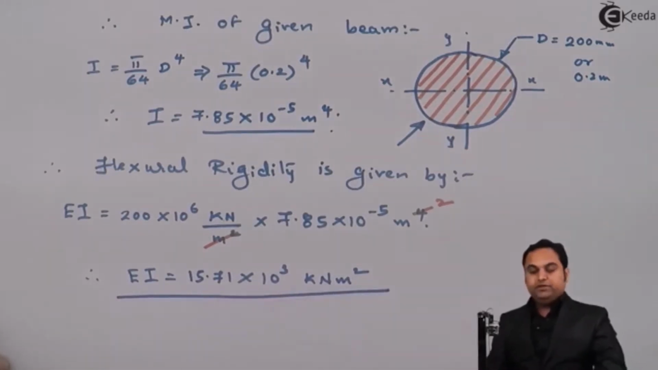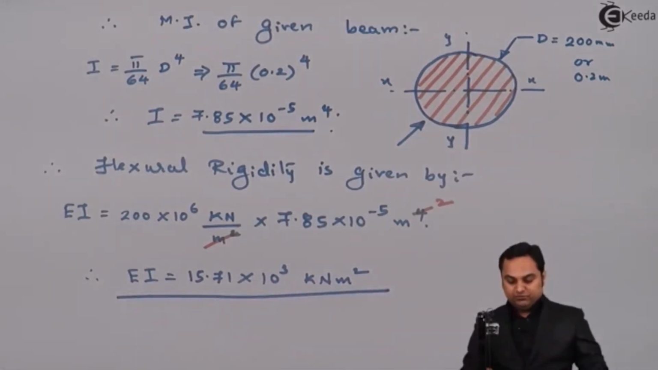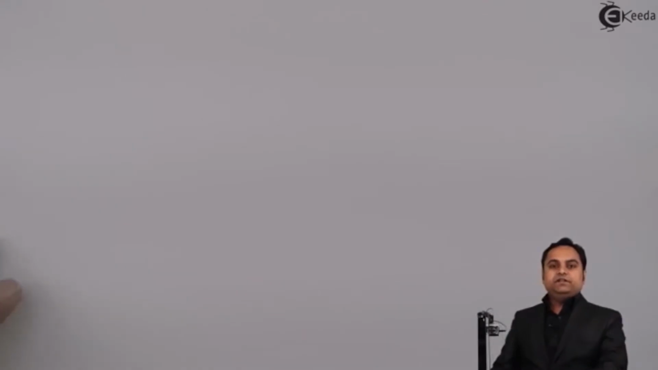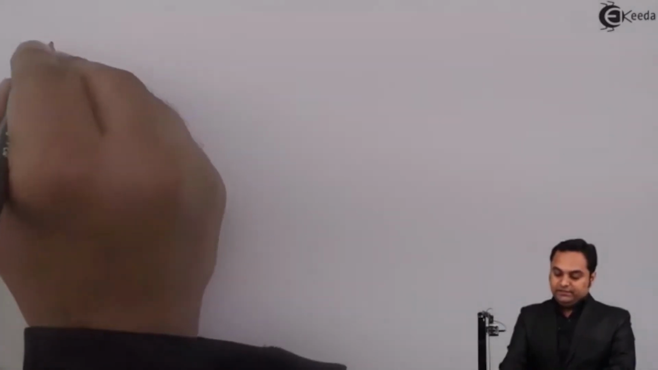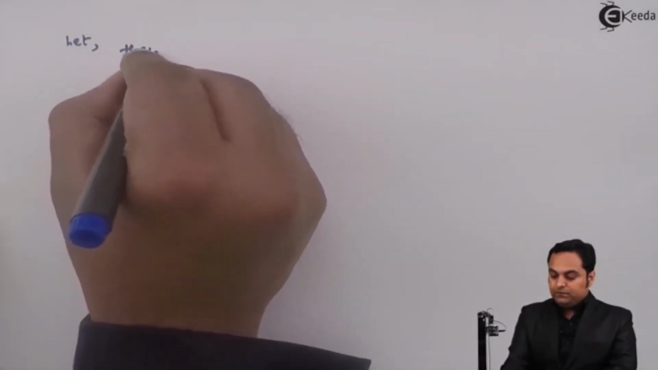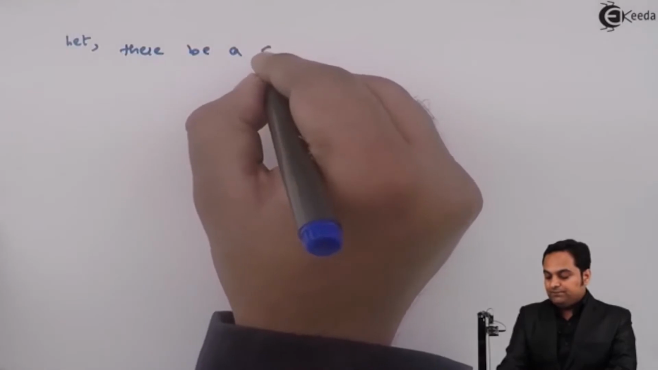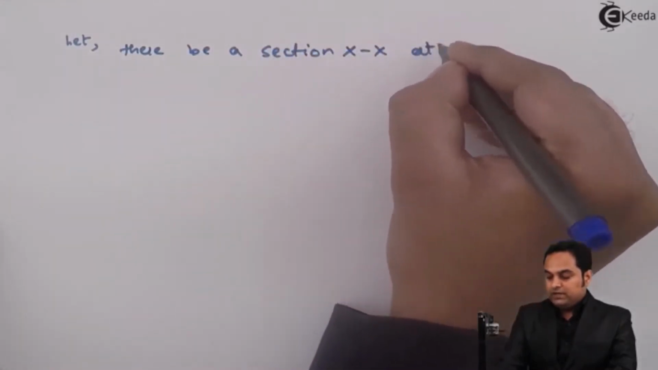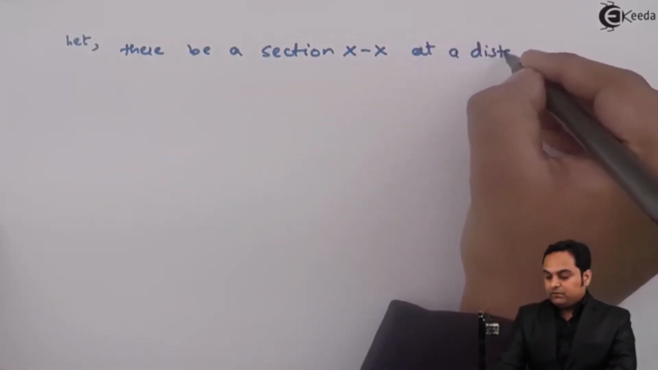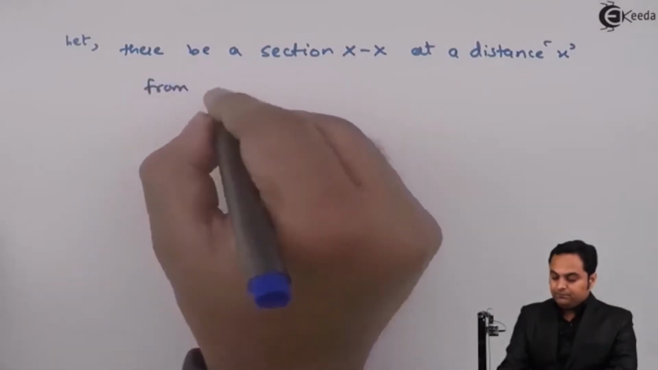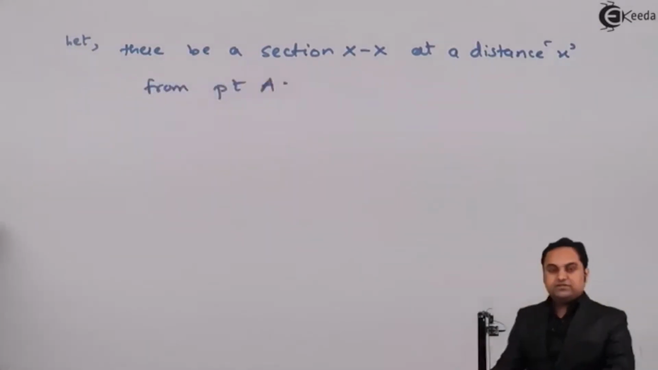This EI value would be required further in the problem. Now, after we have reached this stage, the next thing would be, since we are solving it by using double integration method, so here I'll say that let there be a section XX at a distance small x from point A, that is the left hand support.